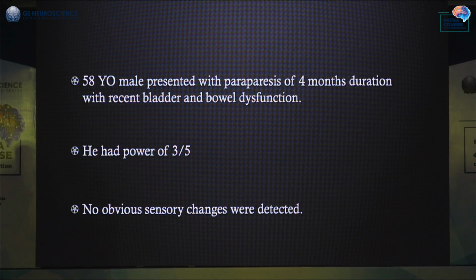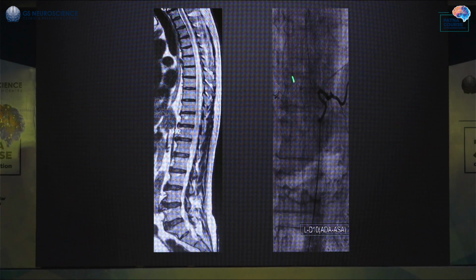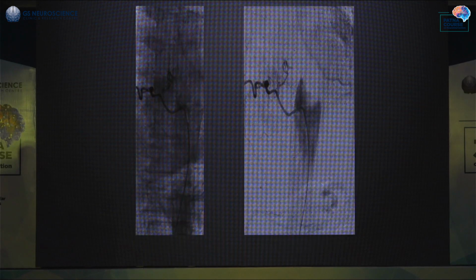There's a 58-year-old male presenting with paraparesis of 4 months duration, bladder and bowel dysfunction. The MRI, and this is the initial angiogram. Even before we find the fistula on the initial angiogram, we always look for the artery of Adamkiewicz. We find that, and then we go to the fistula. So this is the fistula.